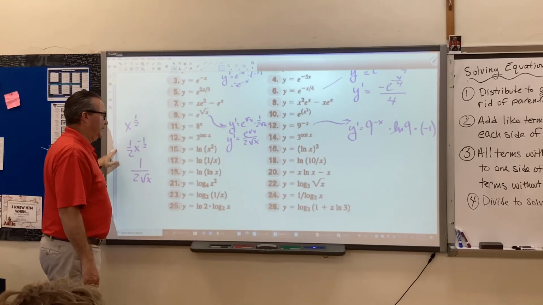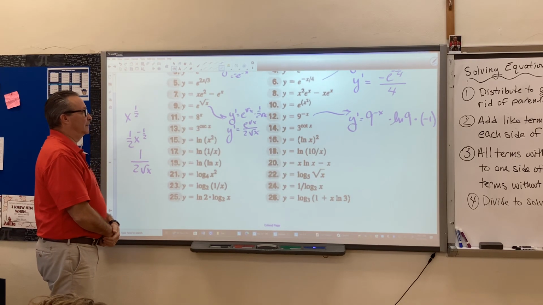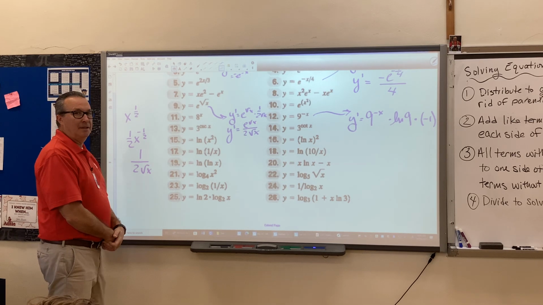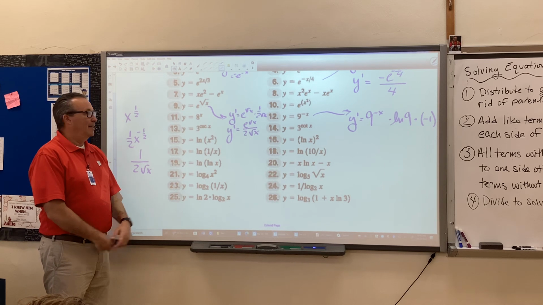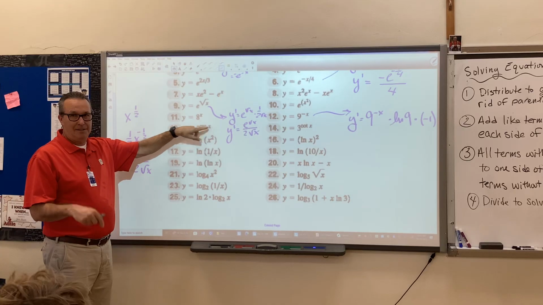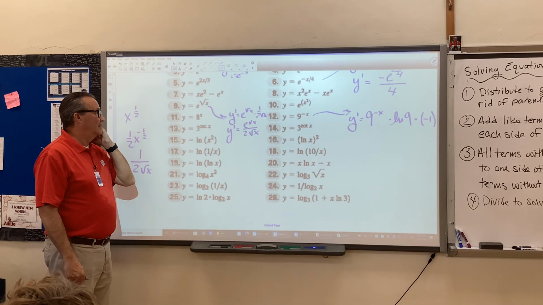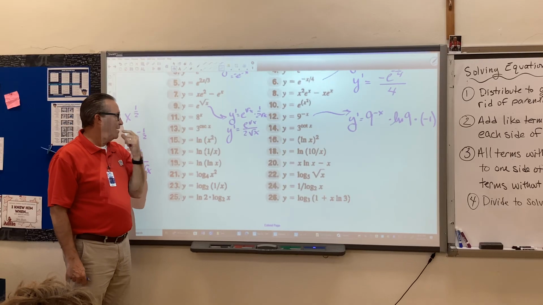Okay, I got you. So 13 is like 3 to the power of cosecant x times natural log 3 times the derivative of cosecant x, which is negative cosecant x cotangent x. Yeah, sorry. So, okay, yeah, I got it. Yep. Alright. 15.